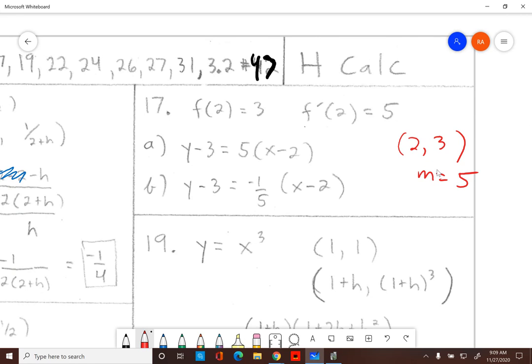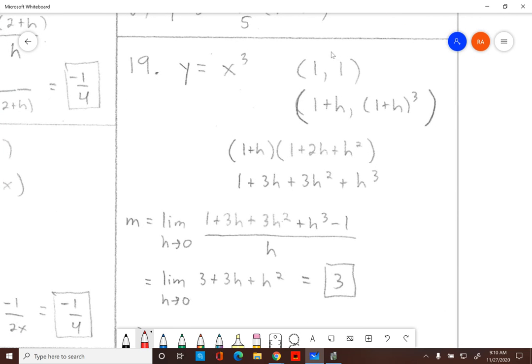So with my point and my slope, I can create my tangent line. y minus 3 equals 5 times x minus 2. And then with my tangent line, I can create my normal line, just taking the opposite reciprocal slope of that. So there's my tangent line and there's my normal line. But analyzing what this notation means, this is talking function values, so this is talking points. And this is derivative value, so this is talking slopes. So at x equals 2, the slope of the tangent line is 5.